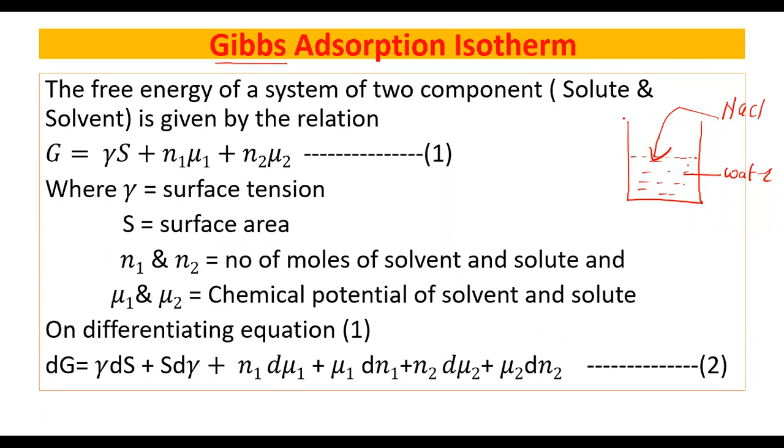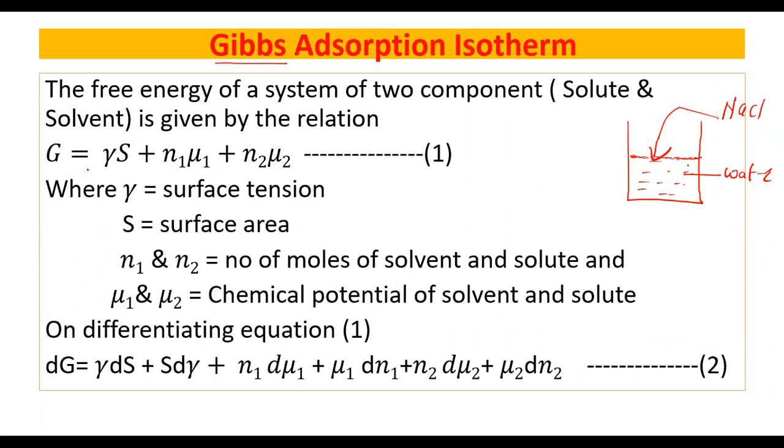So the free energy of a system of two components is given by G equal to gamma into S, where this gamma is called the surface tension, because due to the addition of the solute in the solvent, there is a surface tension, which will either increase or decrease. So gamma is the surface tension, and S is the surface area. Now plus N1 mu1 plus N2 mu2.